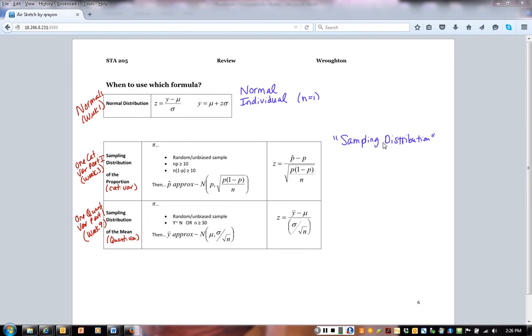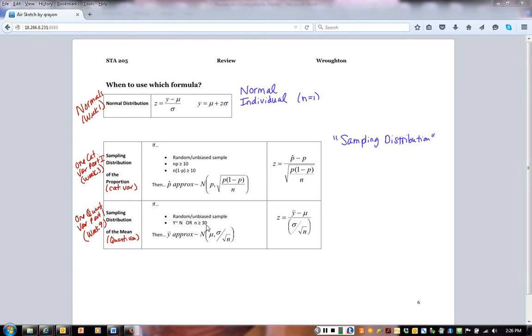So if you see that word sampling distribution in the problem, the next decision you have to make is whether it's a categorical variable or a quantitative variable. If I want to find the sampling distribution that involves looking at majors of students, it's a categorical variable, so I'm going to be following this pattern over here. If instead I'm trying to find the sampling distribution that involves the exam scores of students, quantitative variables, I'm going to be looking at the mean one instead.